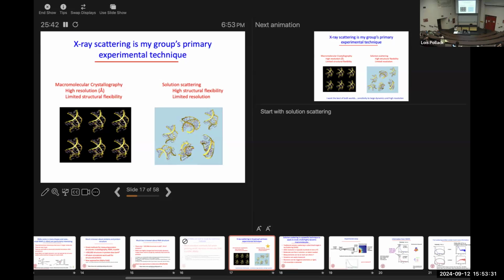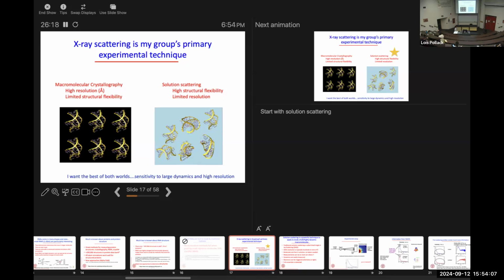But the problem is that by forcing them into this crystal, you're limiting their flexibility. So you sacrifice a little bit on the motions to get the resolution. On the other hand, you can do solution scattering, where you have the molecules freely drifting around in some kind of buffer. And here you have high structural flexibility because you don't have to worry about the molecules being locked into an orientation. But because of the spherical averaging, you reduce your resolution, okay?